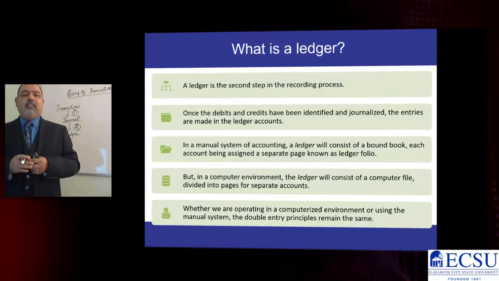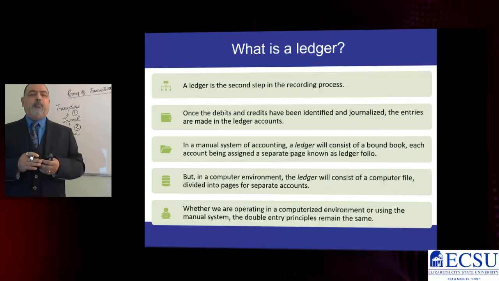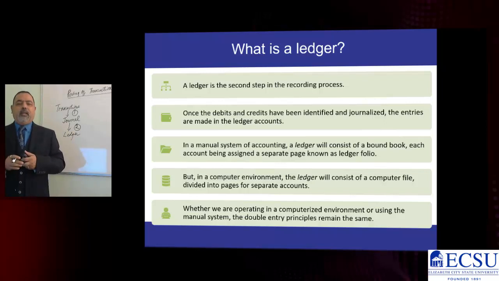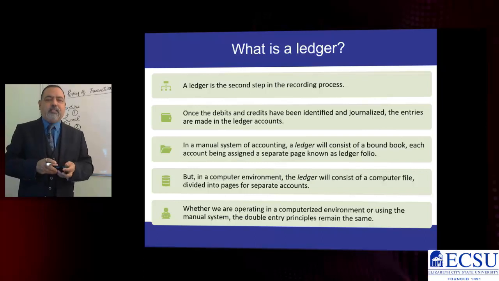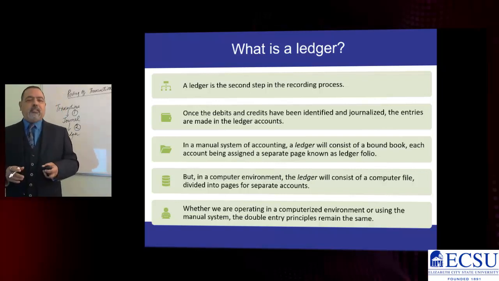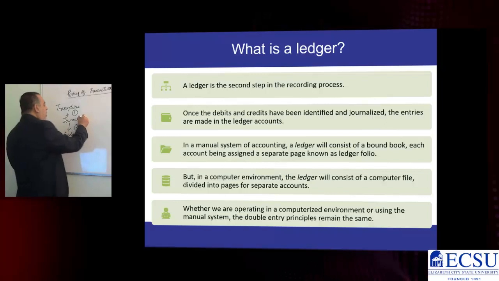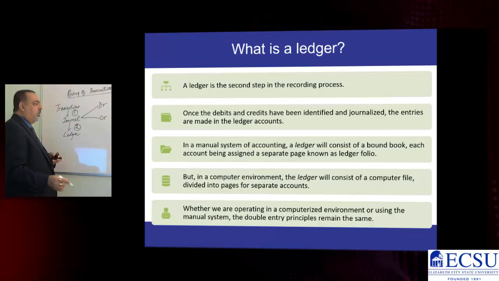But of course, these days, most businesses use computer accounting. In a computer environment, the ledger will simply consist of a computer file, divided into separate segments where we record transactions in different accounts. Whether we are operating in a computerized environment or a manual system, the double entry principle remains the same. It means in a journal, you will be debiting one account and crediting another account.